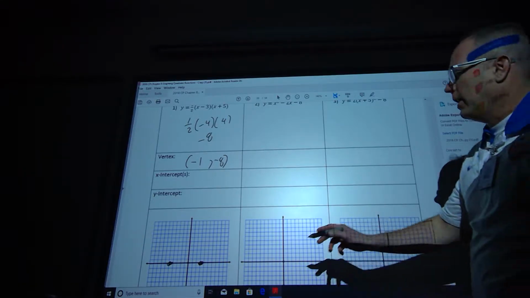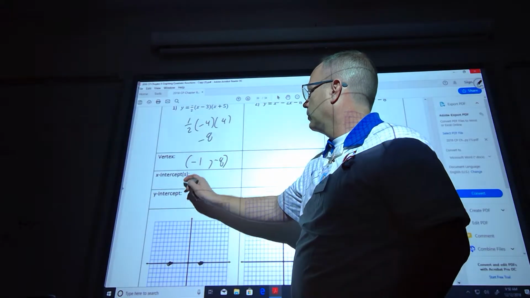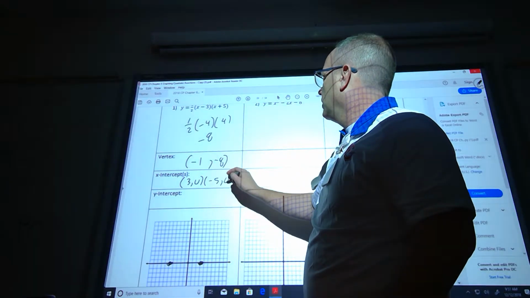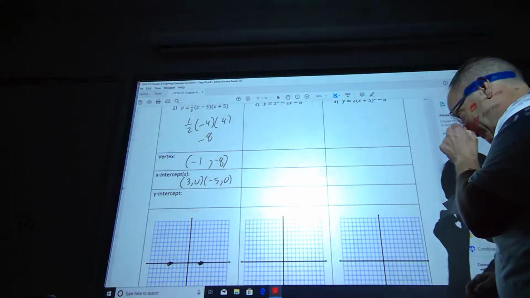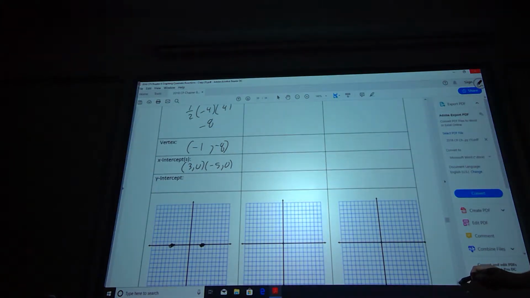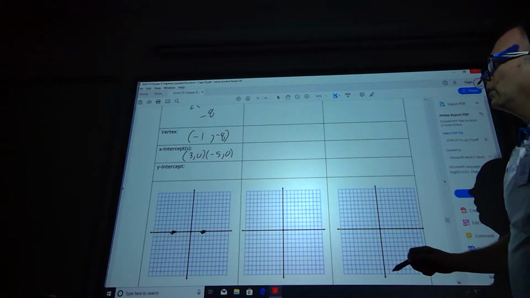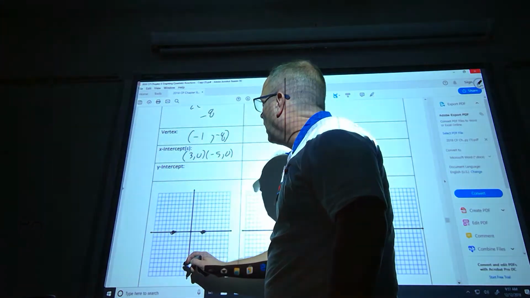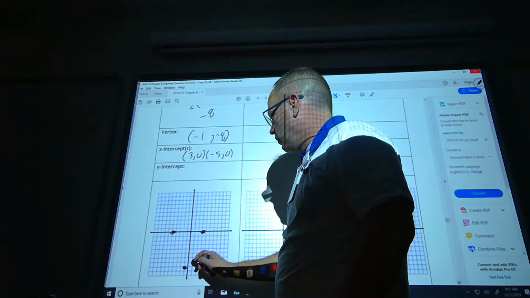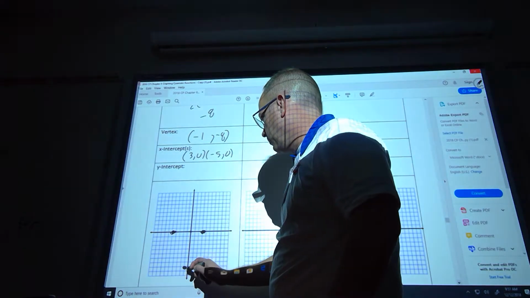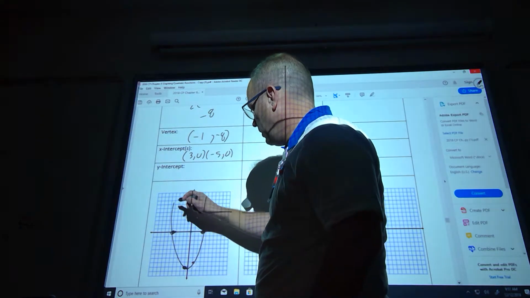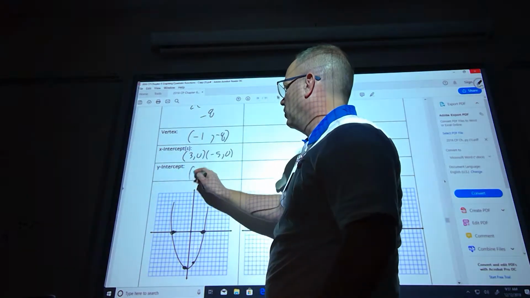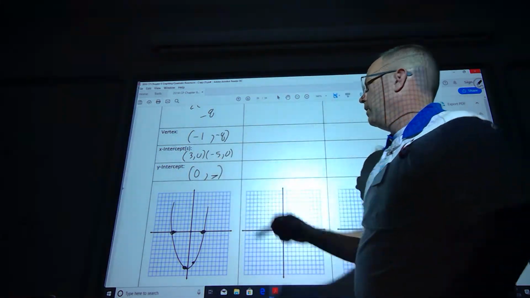We do answer our x-intercepts right here because they're given. So at 3, 0 and at -5, 0. And the y-intercept we'll get to eventually. All right, so my vertex is at -1, -8, which is down here. I'm going to go right 2, up 1, left 2, up 1, because it was a half. So my y-intercept, I could have plugged in a 0 and worked it out, and we can get there.